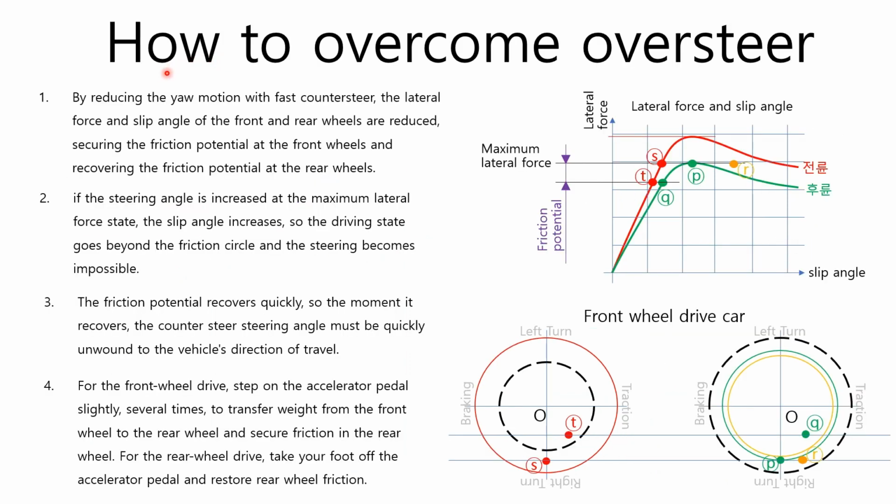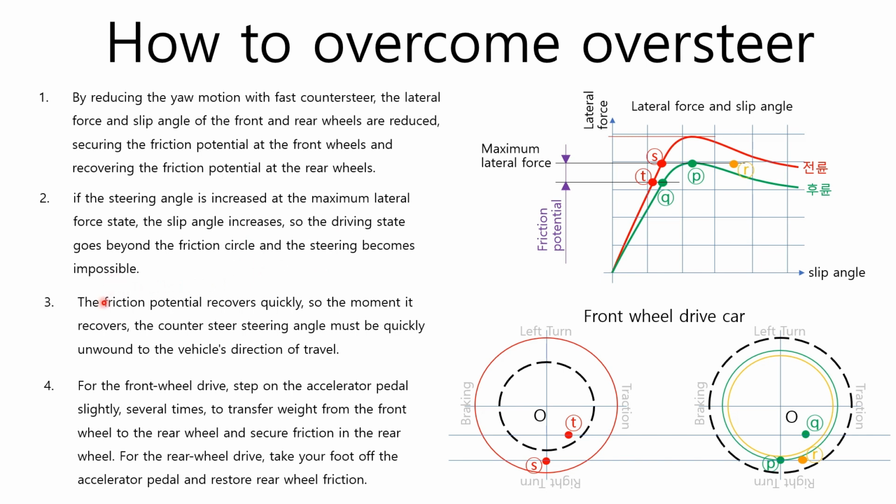Let's find out how to overcome oversteer. By reducing the yaw motion with fast countersteer, the lateral force and slip angle of the front and rear wheels are reduced, securing the friction potential at the front wheels and recovering the friction potential at the rear wheels. Countersteer must not be slow. This must be done as quickly as possible. Here, one thing to note is that if the steering angle is increased at the maximum lateral force state, the slip angle increases, so the driving state goes beyond the friction circle and the steering becomes impossible.